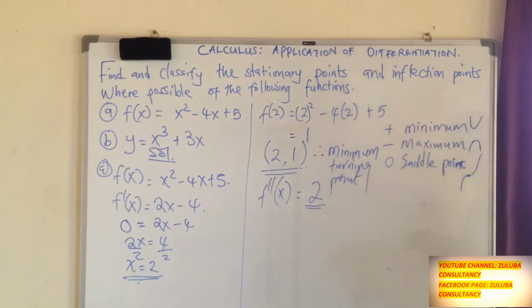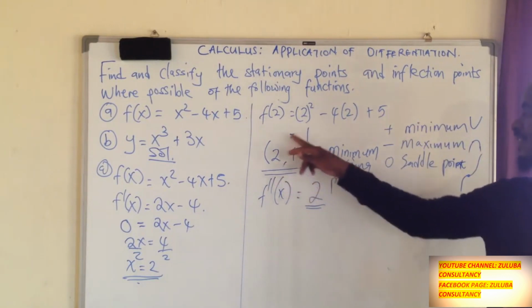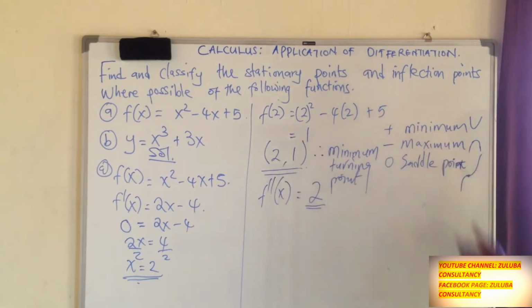Sometimes you can just check the neighborhood for this one and predict if it is a minimum, maximum, or saddle point. Okay, I will discuss that one in the next videos. Okay, so now we go to B. Again, we use the same procedure.